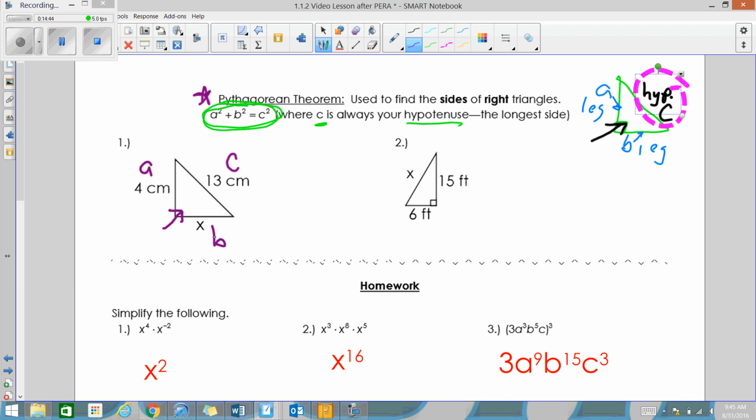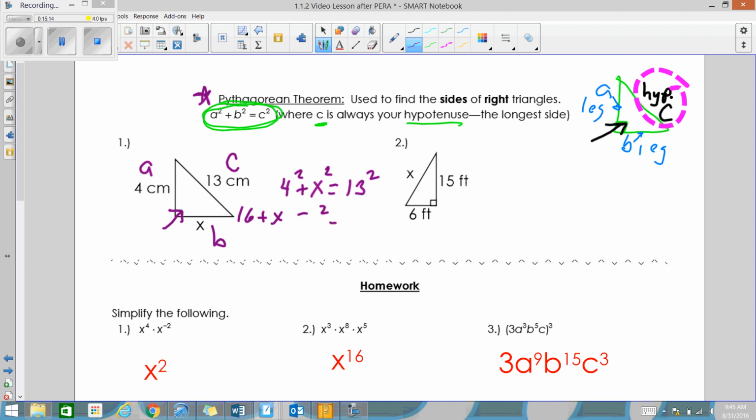Now, it doesn't matter if you want to flip-flop the 4 and the x being a and b. But knowing what a, b, and c are, now we can use the Pythagorean theorem, which is a squared plus b squared equals c squared. So in this case, it's going to be 4 squared plus x squared equals 13 squared. Now that we've written it out, all this is now is a multi-step equation. So we're first going to simplify. 4 squared is 16 plus x squared equals 13 squared.